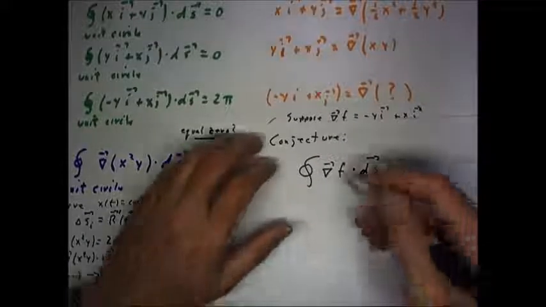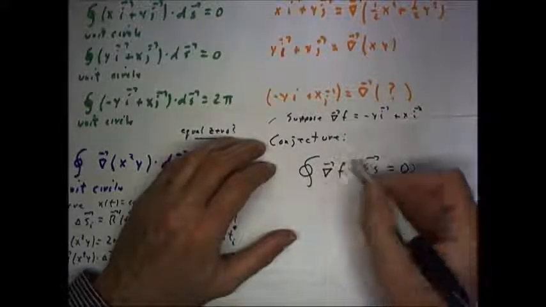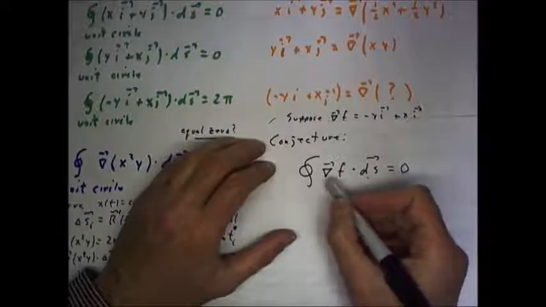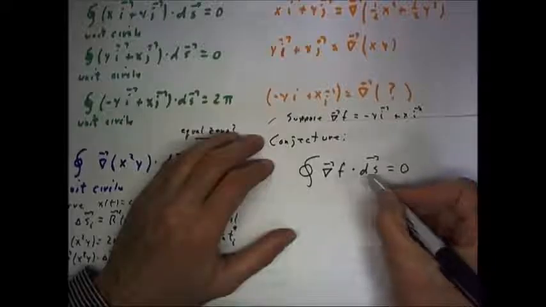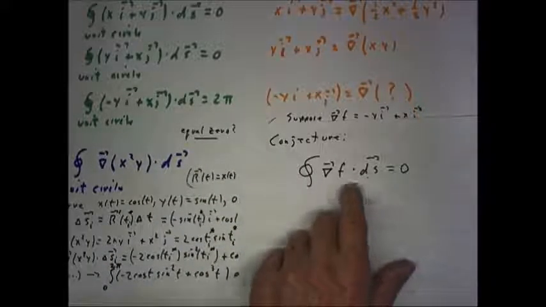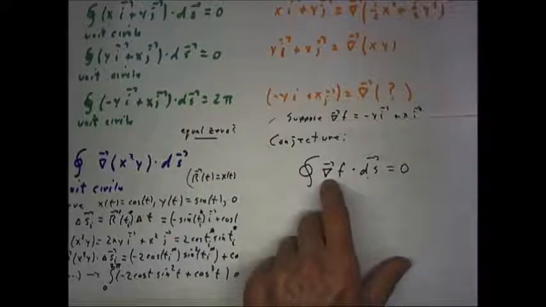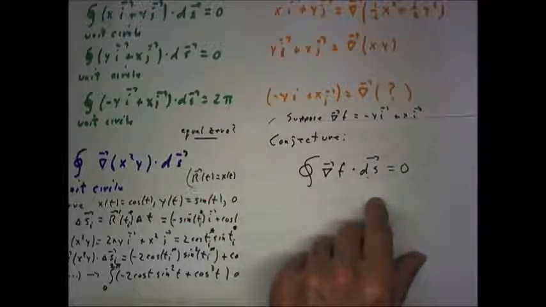Now, we don't know how far this conjecture goes, but let's just look at what happens if we integrate something like a gradient function dotted with the ds vector. In other words, we do a line integral of the gradient function around a closed curve.